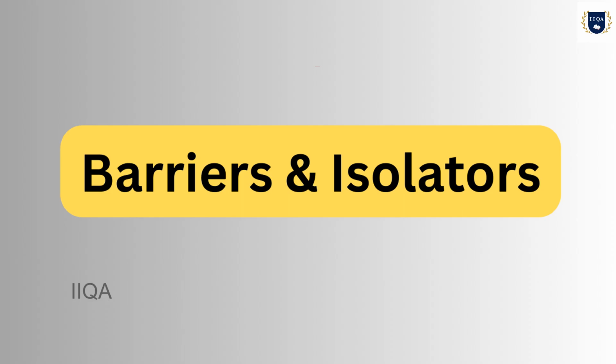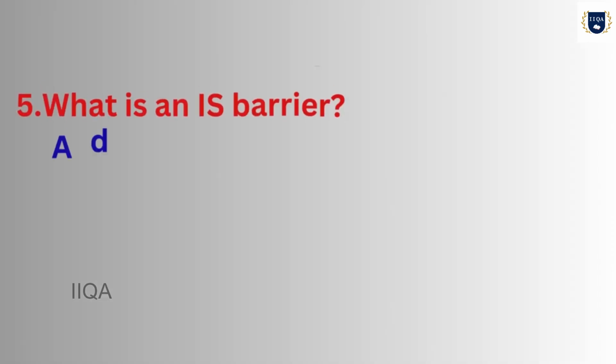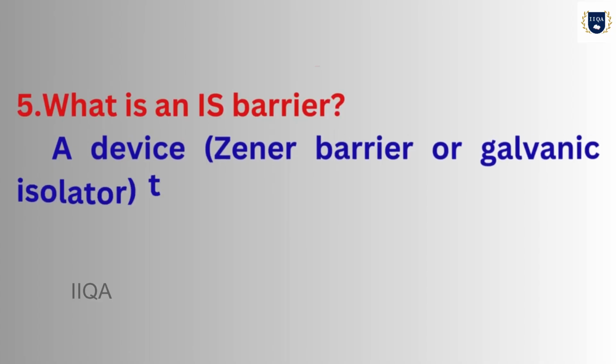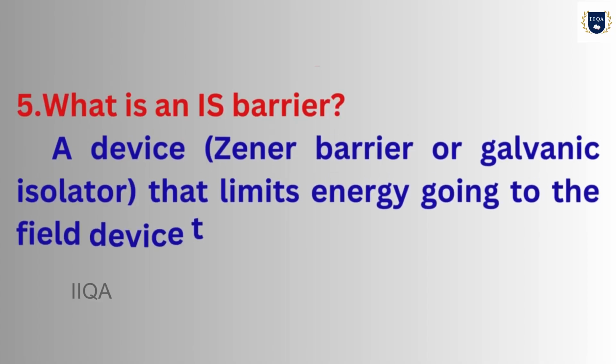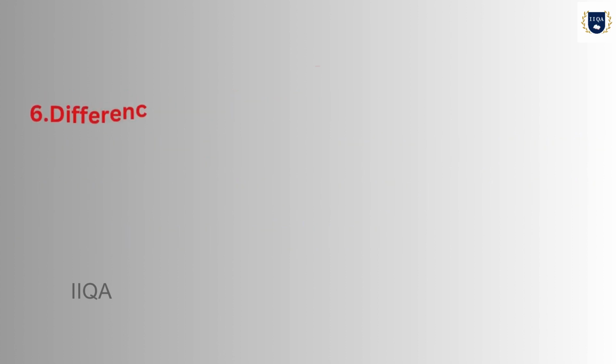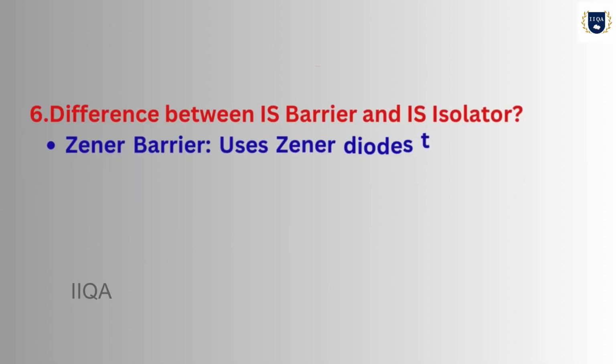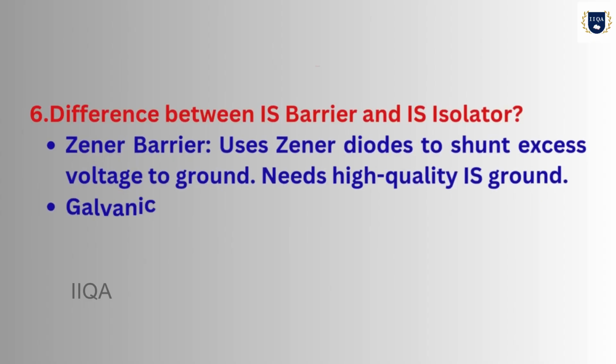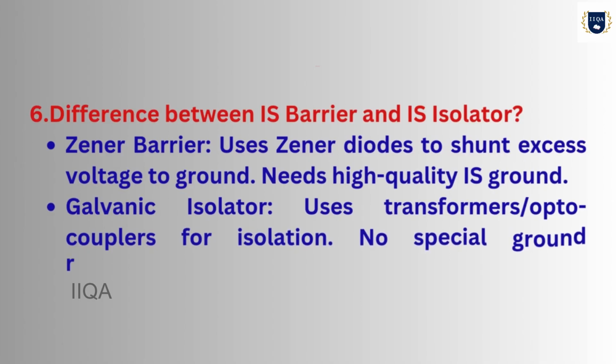Barriers and isolators. What is an intrinsic safety barrier? A device, Zener barrier or galvanic isolator, that limits energy going to the field device to safe levels. Difference between intrinsic safety barrier and intrinsic safety isolator. Zener barrier uses Zener diodes to shunt excess voltage to ground. Needs high-quality intrinsic safety ground. Galvanic isolator uses transformers and optocouplers for isolation. No special ground required.